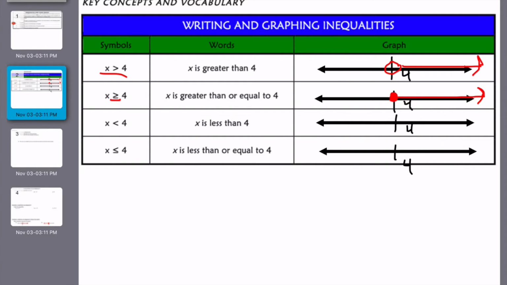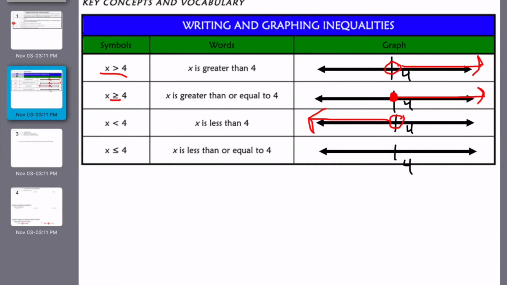X is less than 4. Again, I need to have an open dot, because since x is less than 4, it doesn't include 4, but it includes numbers like 3.9, things that are really close to it. Other numbers that are less than 4 are like 3, 2, 1, 0. So all of the numbers going to the left of 4 are included. So if it's less than, it goes to the left.